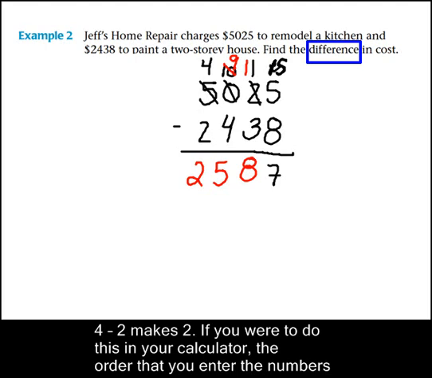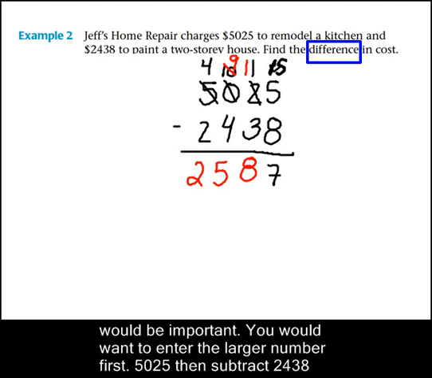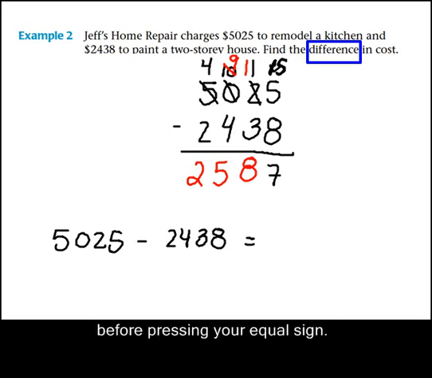If you were to do this in your calculator, the order that you entered the numbers would be important. You would want to enter the larger number first, 5,025, then subtract 2,438 before pressing the equal sign.